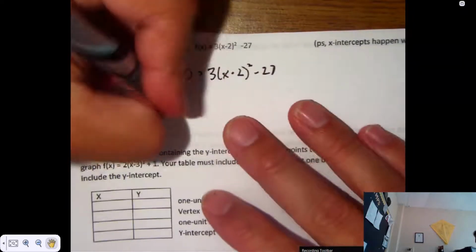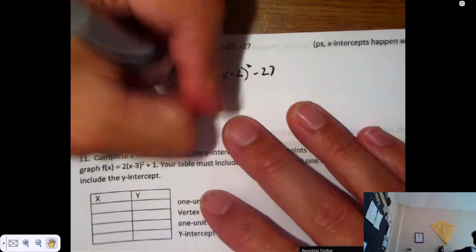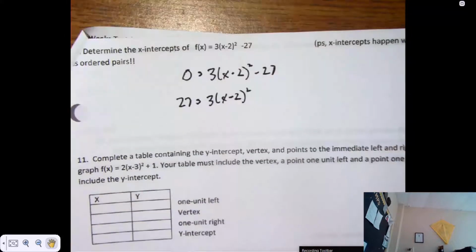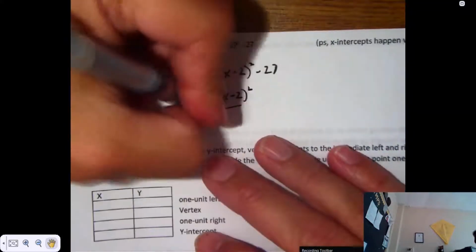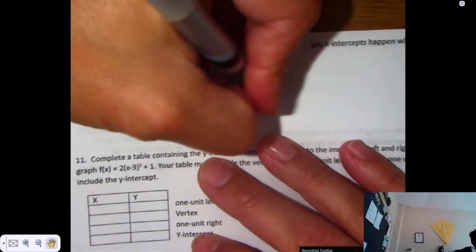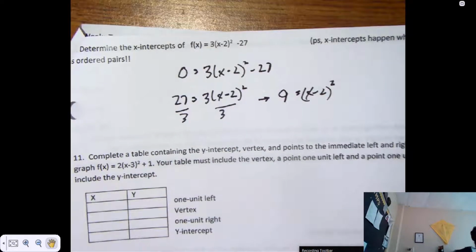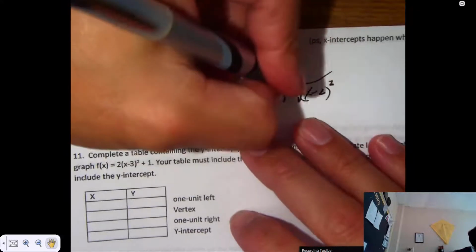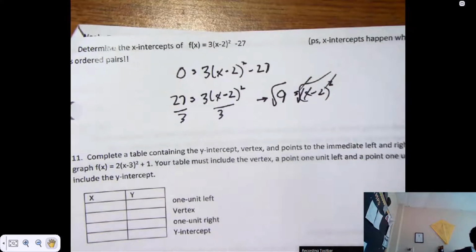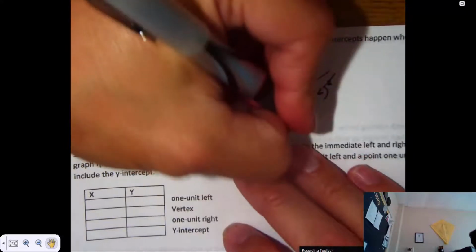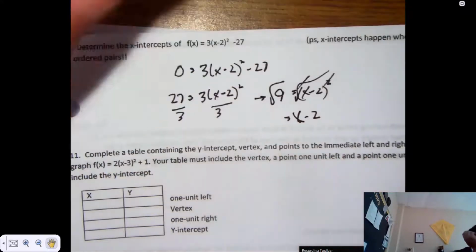You're going to add 27 to the left because you're going to counteract subtraction before you worry about squaring or multiplication. You're going to divide by 3. You get 9 equals x minus 2 squared. And you better know what the opposite of squaring is. The opposite of squaring is a square root. And square roots annihilate squares, kids. We're going to get x minus 2 on the right.